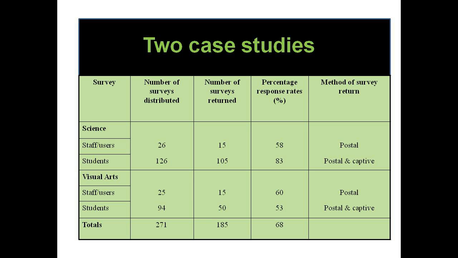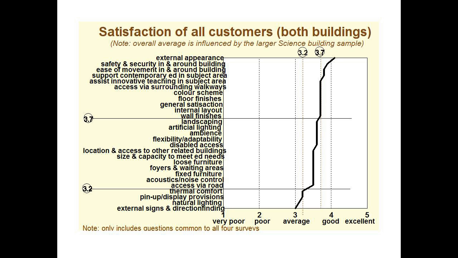There was the method of survey, a combination of postal, so either by email or a paper copy that's gone out and been returned, or a combination of postal and captive. And captive can be where you've got a group of people in the room and you've surveyed them there as well.